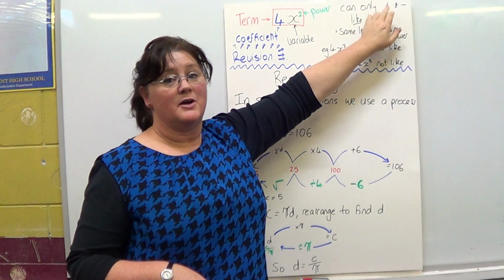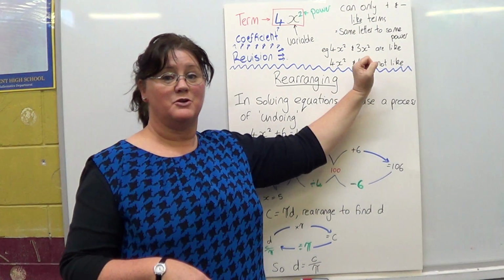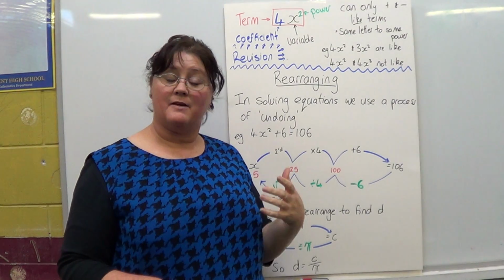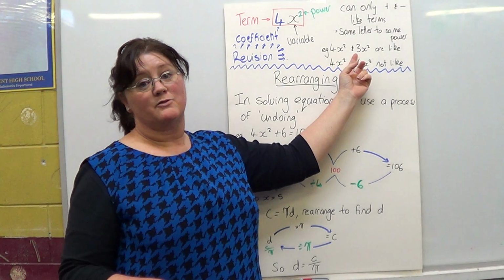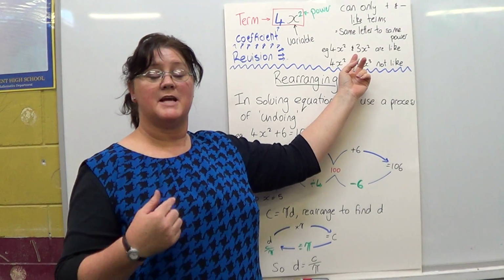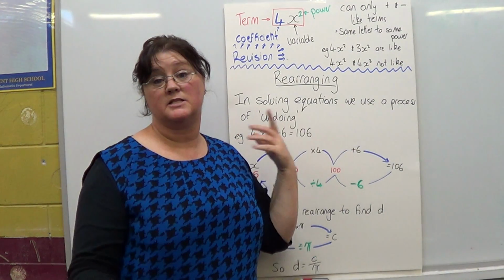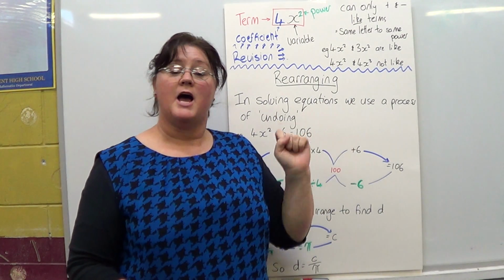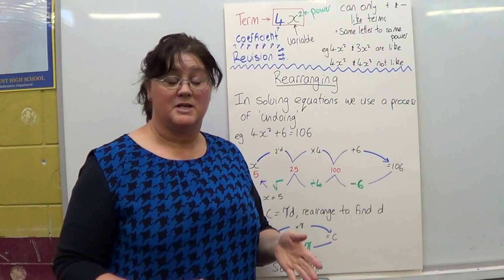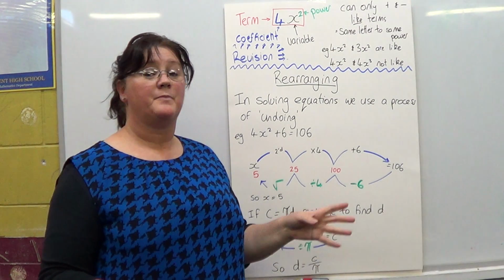Also you need to know that you can only add and subtract like terms. Terms are like if they have the same letter to the same power. 4x squared and 3x squared are like because they have the same letter to the same power. You can add and subtract those. 4x squared and 4x cubed are not like because they have different powers even though they have the same letter.